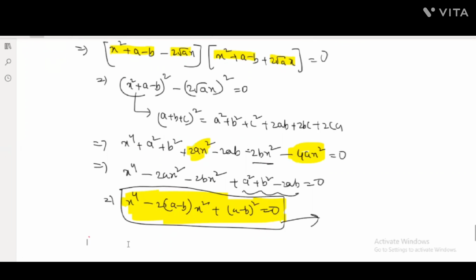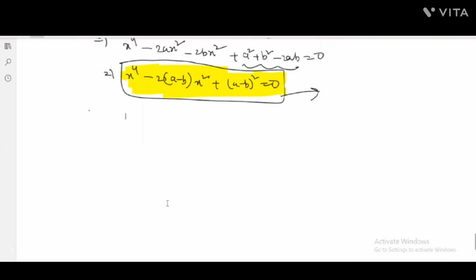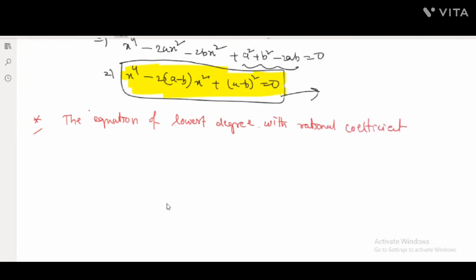What is the problem? We'll see the equation of lowest degree with rational coefficients having a root 3 plus root 2. So this is our question now.